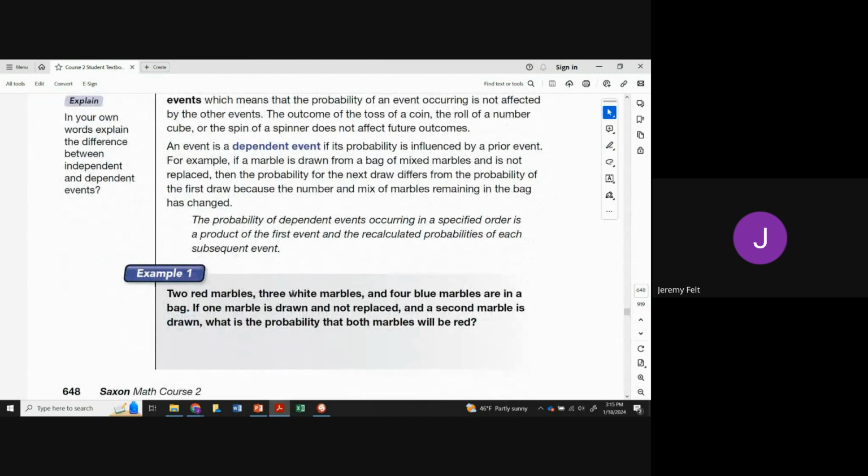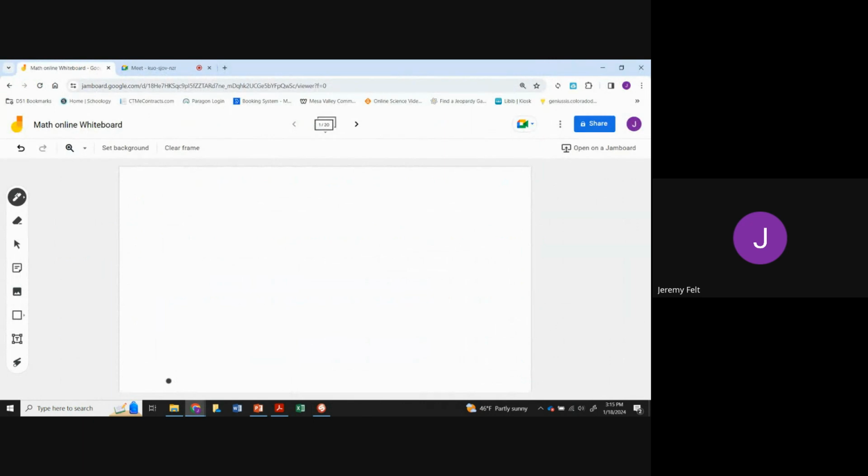So 2 red marbles, 3 white, and 4 blue are in the bag. If one marble is drawn and not replaced, and the second marble is drawn, what is the probability that both marbles will be red? So we want to first draw out what we know. And so we have red, white, blue. We're not given the total, but we can figure that out pretty easily. So that's 9.